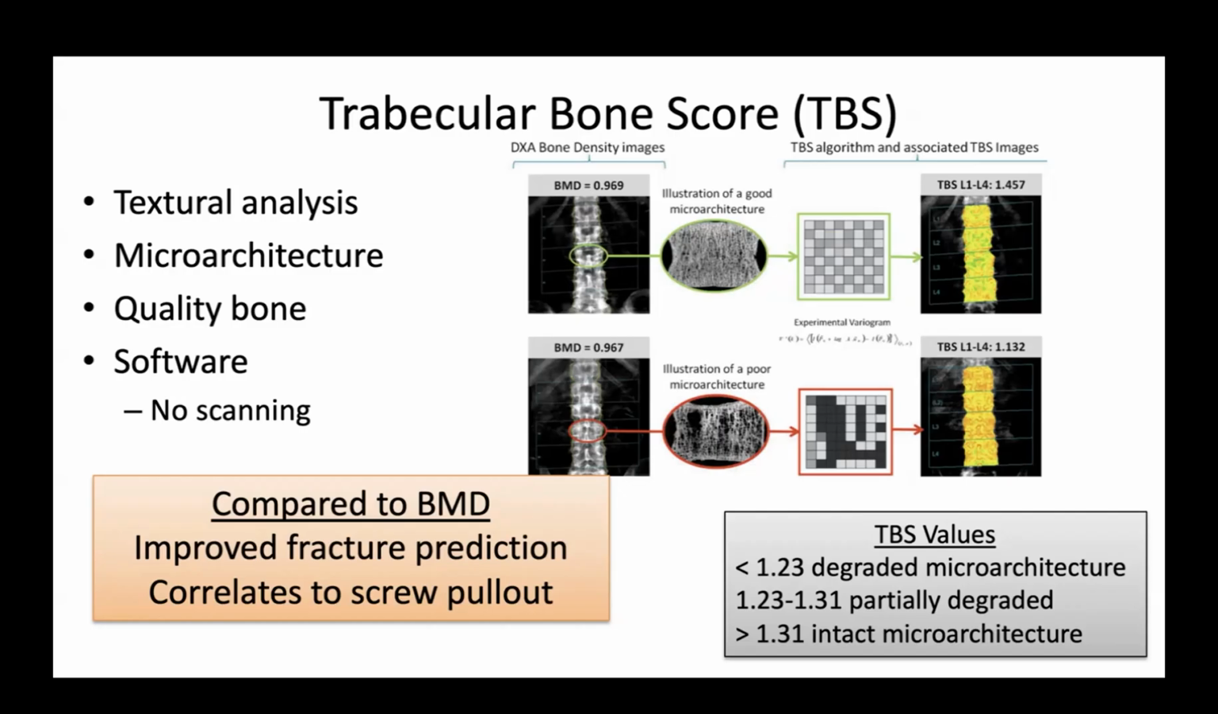We have done a study where we did screw pullouts in the distal femur and compared trabecular bone score of the distal femur to bone mineral density to CT Hounsfield units. It found that the trabecular bone score was actually by far the most predictive of screw failure. This indicates that providing information about microarchitecture may aid the surgeon in deciding how we're going to treat that patient.